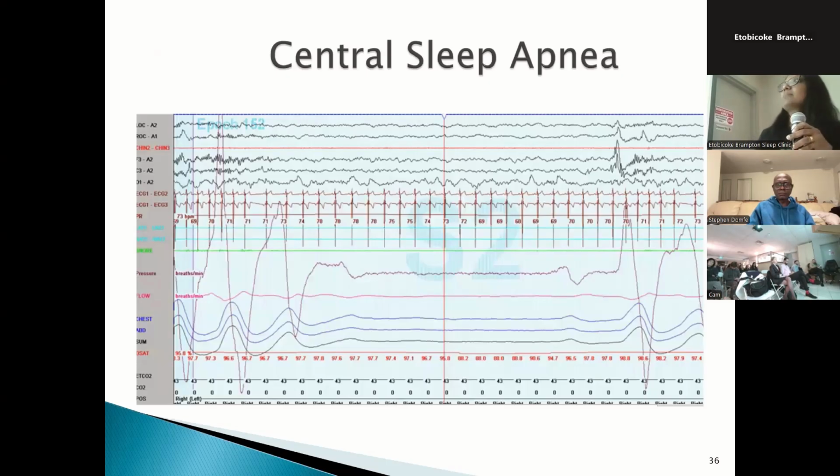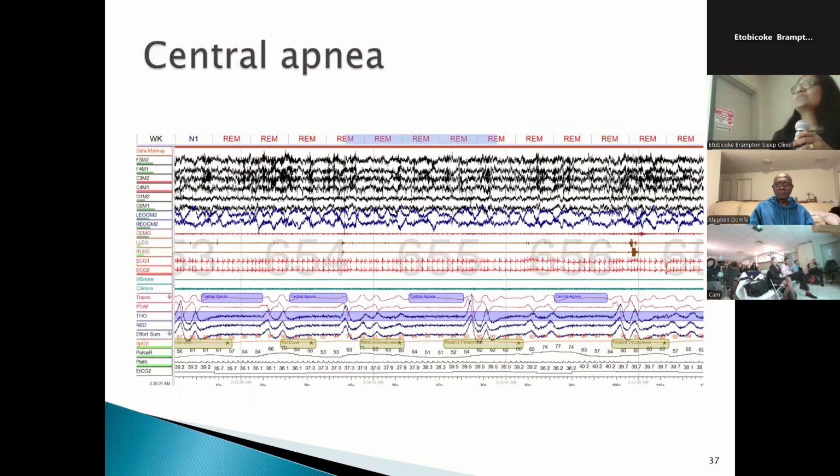This is the central sleep apnea. So here is one of the cluster central sleep apneas in the REM sleep. And there are some central pauses also that are common in children, but it's better to document that. And periodic breathing we also notice here.